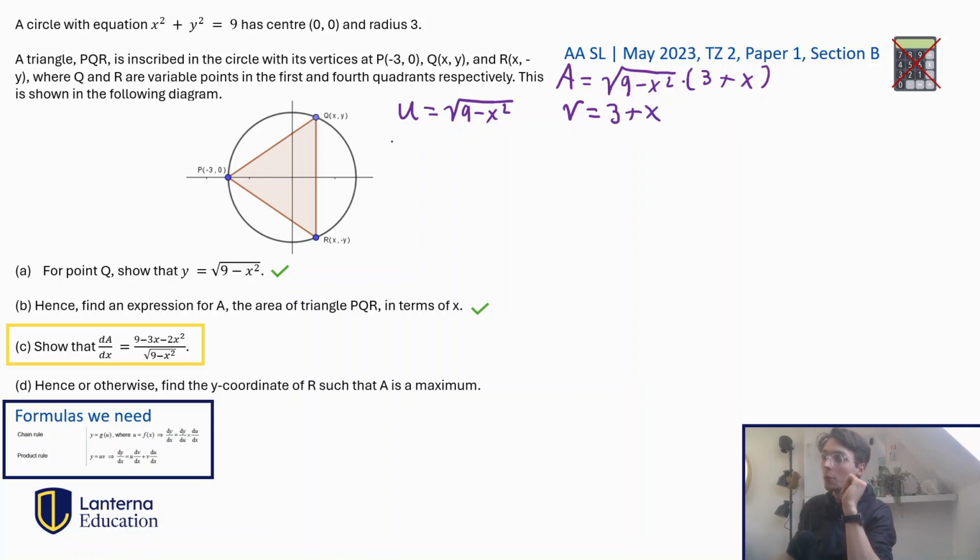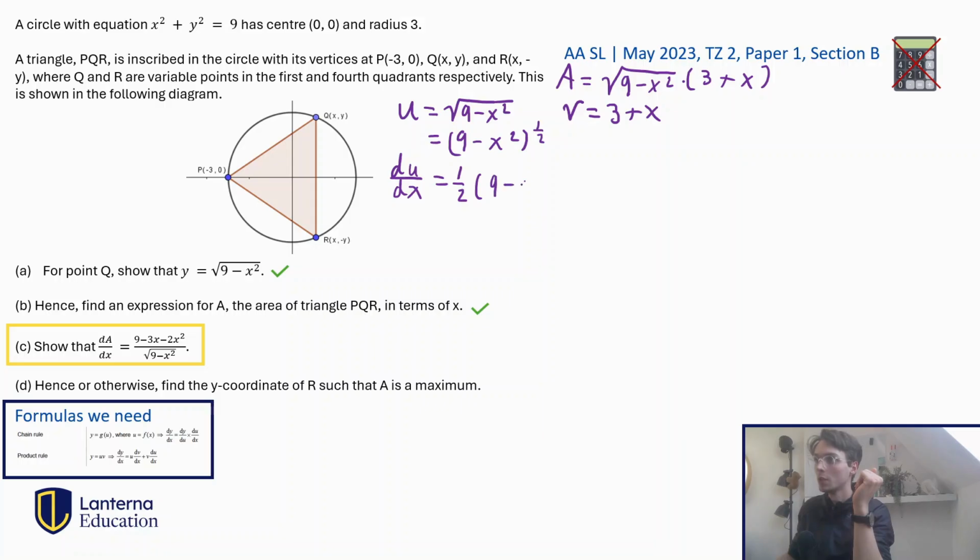Okay, now we need to find du/dx. To find du/dx, I think it's useful to remind ourselves, as I said earlier in this video, that 9 minus x squared square rooted is the same as 9 minus x squared to the power of 1/2. I think differentiating square roots becomes easier when we think of them this way. So let me write u differentiated in terms of x. Well, I bring the 1/2 down, right? And then the inside bit just stays the same.